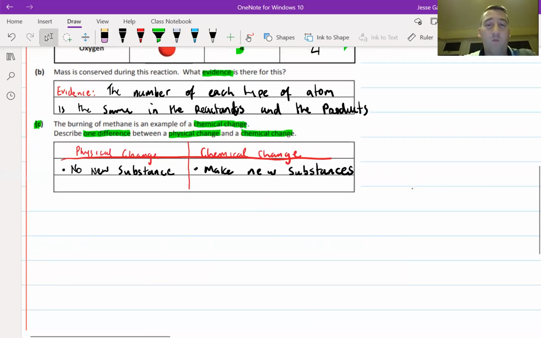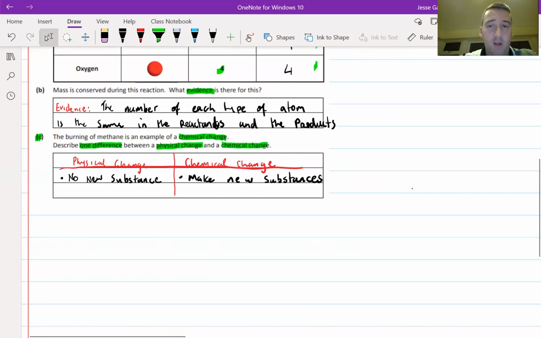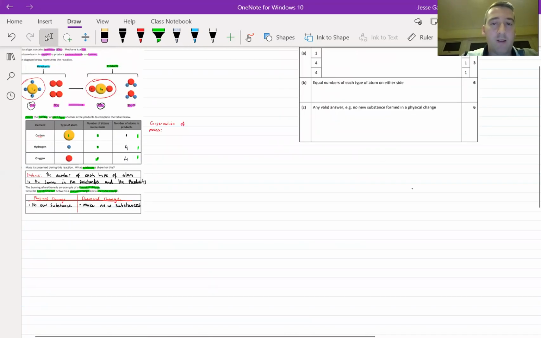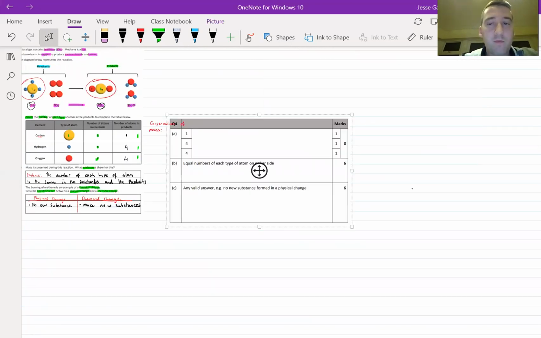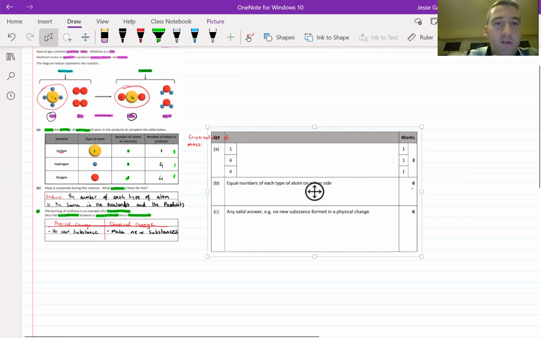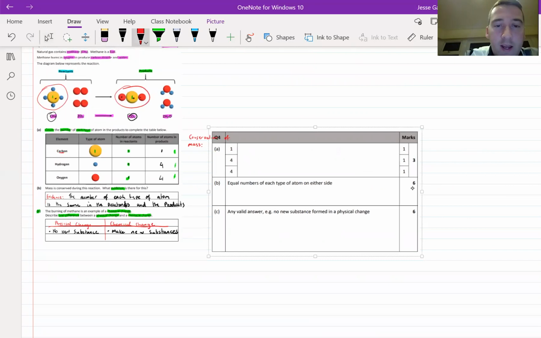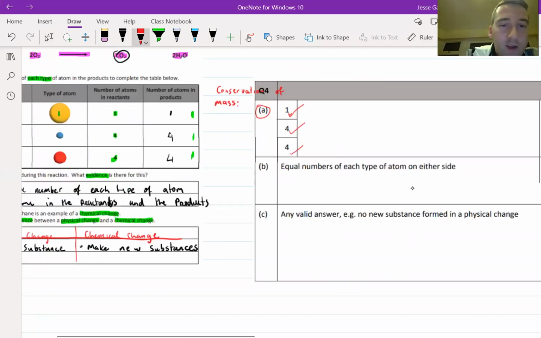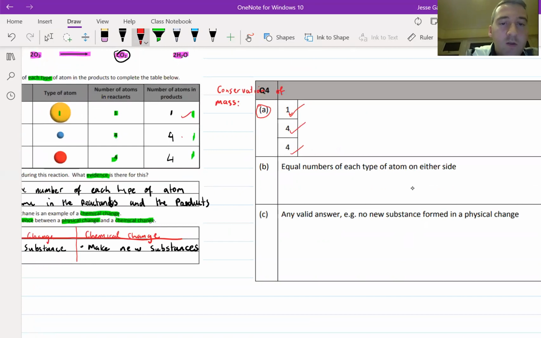All right, so we're going to go ahead and pause your timer, and we're going to use the mark scheme now to correct this. Okay, so let's take a look. The mark scheme here has 3 marks going for part A. So as you can see, part A here has 3 marks, 1, 1, and 1. And the order here in the table, the answer is 1, 4, 4. Okay, so that's what we have here, 1, 4, 4. And each of them is worth 1. So that's a total of 3 marks.